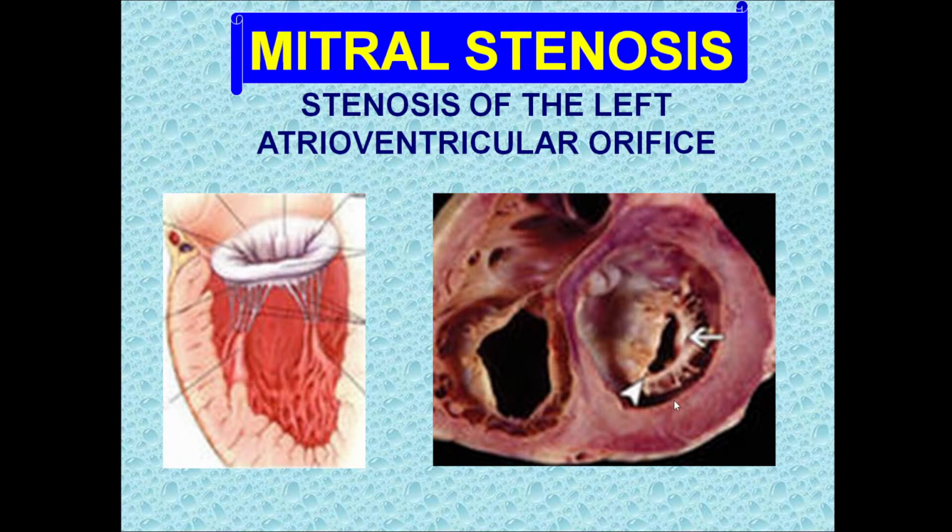Mitral stenosis, or narrowing of the left atrioventricular orifice. You see, if you compare the healthy right and the affected left, you see the pathological growth of connective tissue after attacks of rheumatism, narrowing the mitral orifice. And the more significantly narrowed the orifice, the more significantly the hemodynamic will be disturbed, because it obstructs blood flow. As a result, the normal hemodynamic is disturbed.